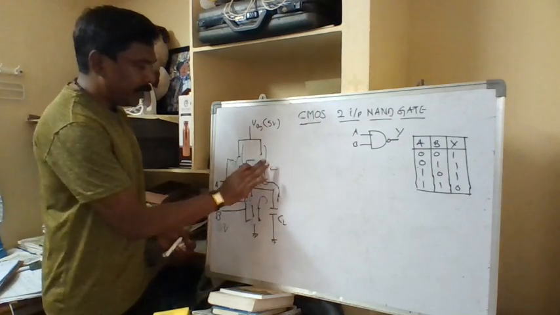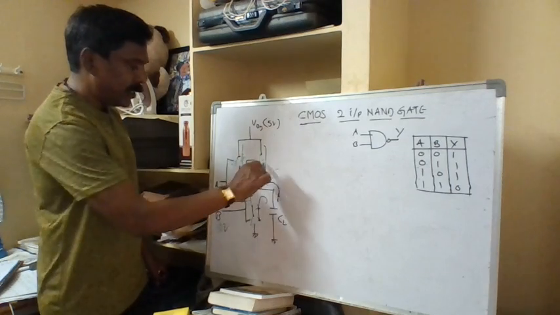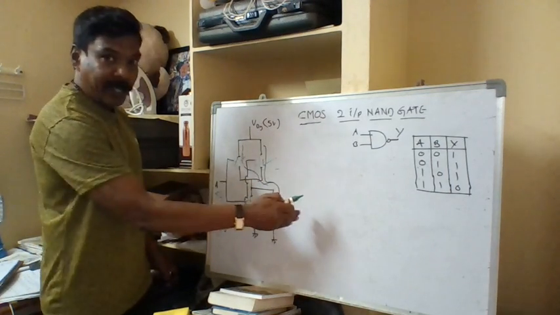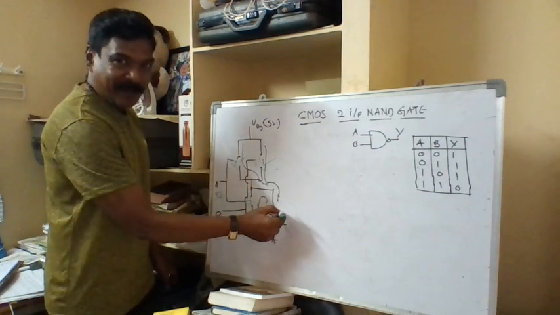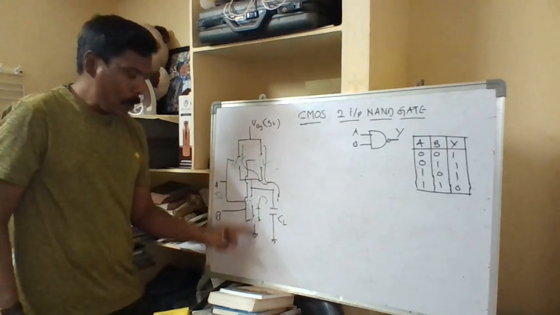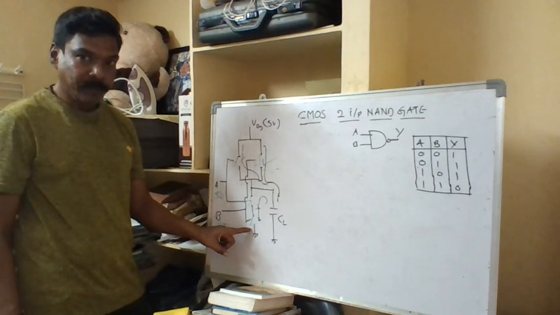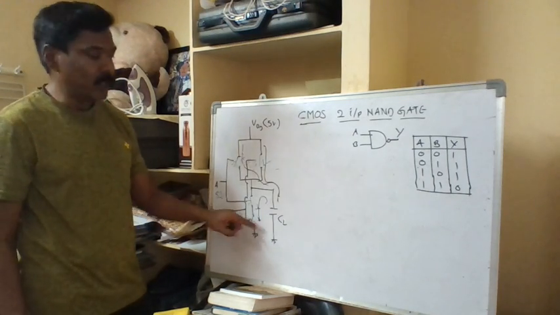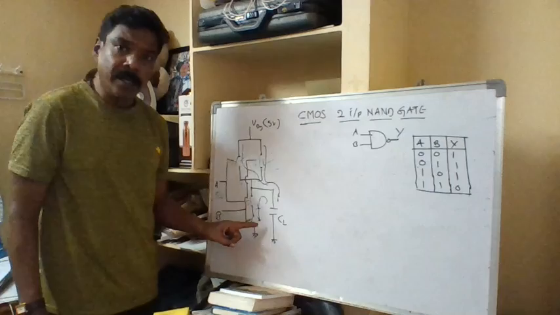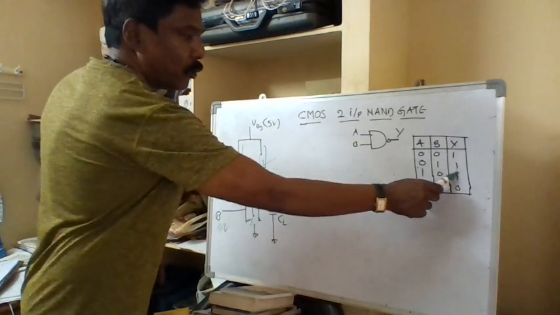So in this case, what is happening? There is no current flow here, but there is a current flow through the right side branch. Still it is charging. So again there is no way that the charge will be discharged through the pull down network because the bottom switch is open here. Unless both the switches are closed, there is no way that the charge is getting discharged. So in the 1 0 case also, output is 1.